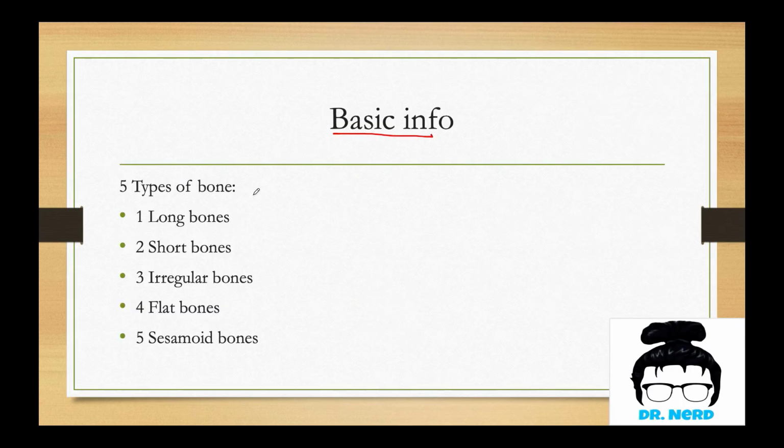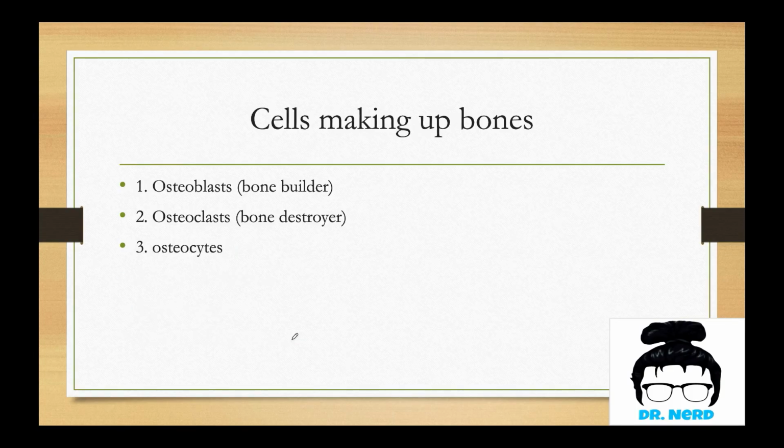First of all, just some basic info for you guys. We have 5 types of bones. Long bones, such as the ones in your arms and your legs. Short bones, such as the ones in your wrist. Irregular bones, such as the ones in your vertebrae, flat bones, such as your skull, and sesamoid bones, such as your knee.